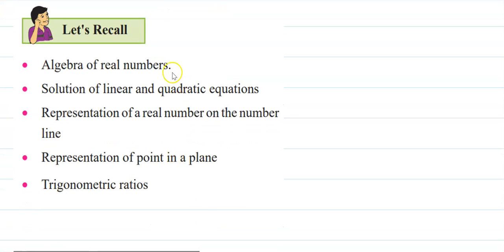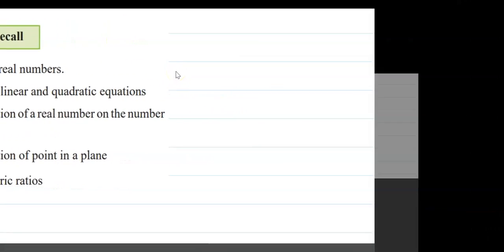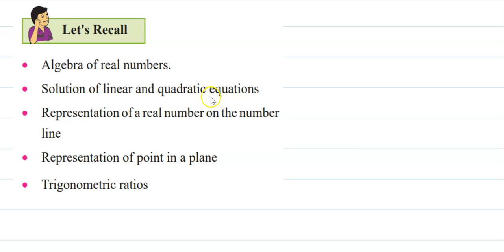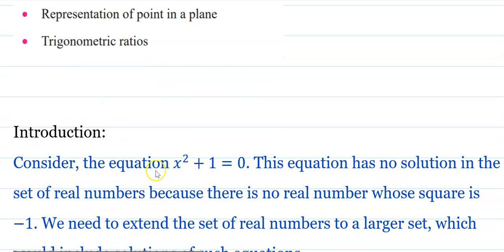Now let's recall. Algebra of real numbers. You know the addition, subtraction, multiplication, division for the algebra of real numbers. Okay. Next, solution of linear and quadratic equations that you have learned in the 10th standard. Representation of real numbers on the number line you have learned in the 9th standard also. Representation of a point in a plane in coordinate geometry you have learned in the 10th and 9th also. And the trigonometric ratios from the 9th and 10th standard. Okay. This is your previous knowledge.